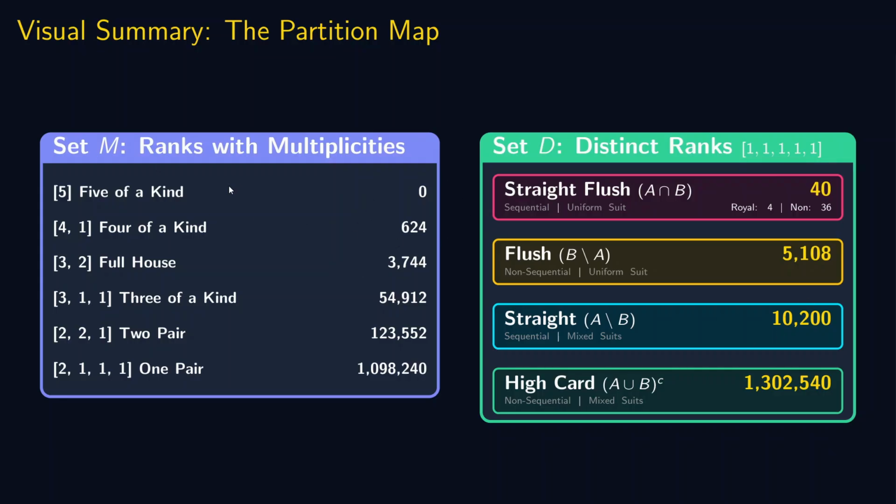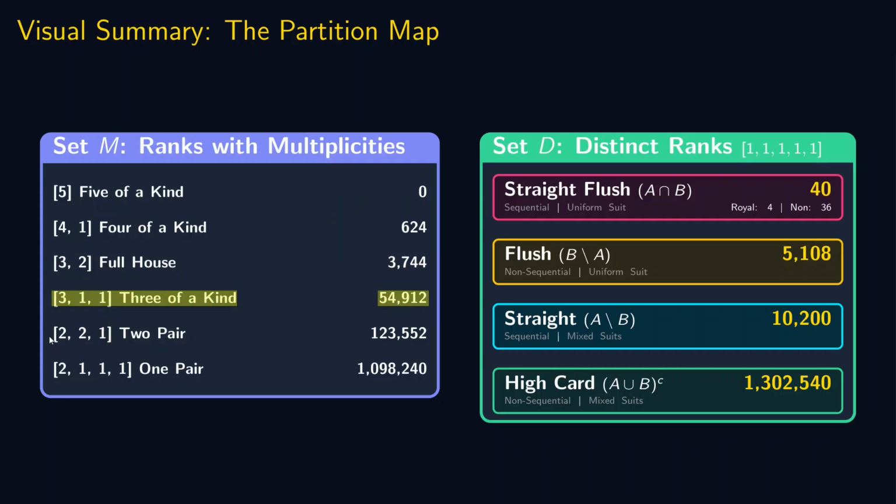Set M covered all the partitions involving repeated ranks. The partition of 5 as a single group of 5 gave us 5 of a kind. The total was 0, impossible in a standard deck. The partition 4 plus 1 gave us 4 of a kind. The total was 624. The partition 3 plus 2 gave us full house. The total was 3,744. The partition 3 plus 1 gave us 3 of a kind. The total was 54,912.